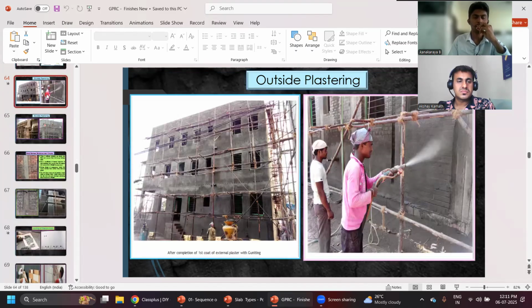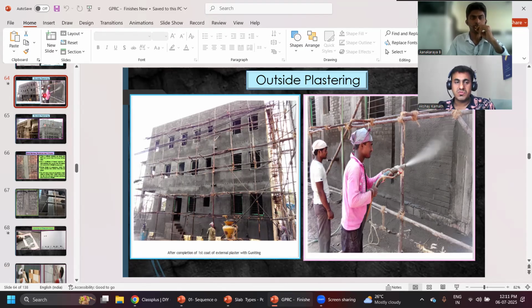Sir, to get a better bond between the RC surface and the cement mortar, and to avoid cracks, we provide it. Since they are two different materials, during changes in temperature they expand and contract. That is the reason there is a chance that cracks may appear, so we provide that chicken mesh.